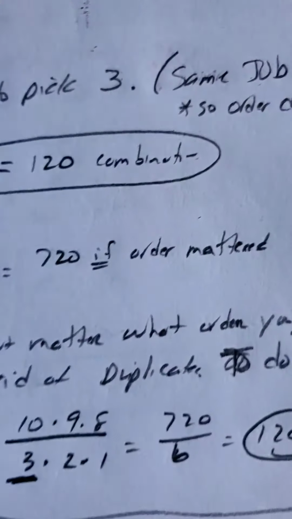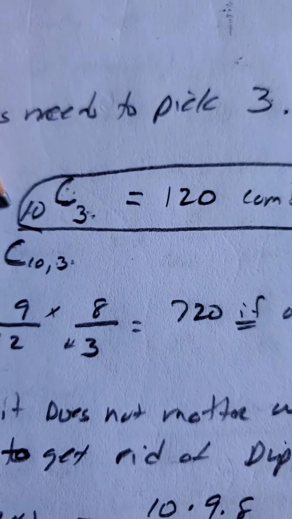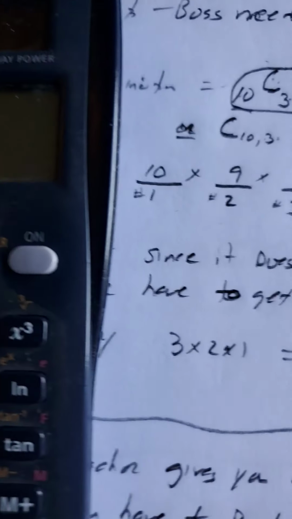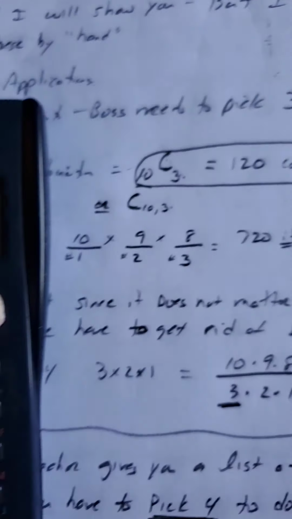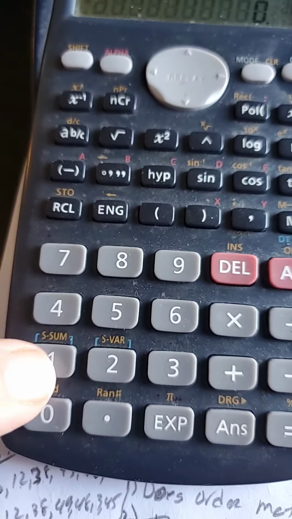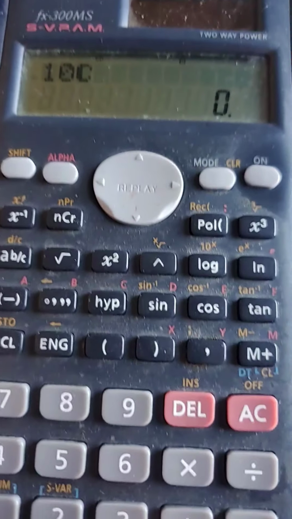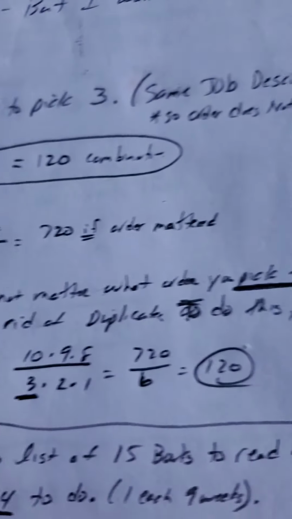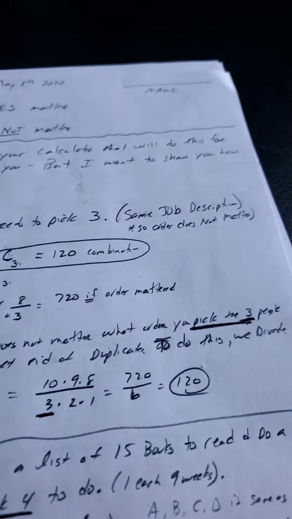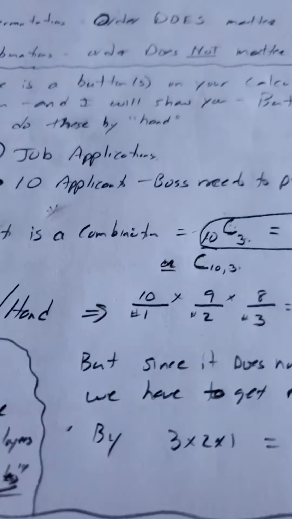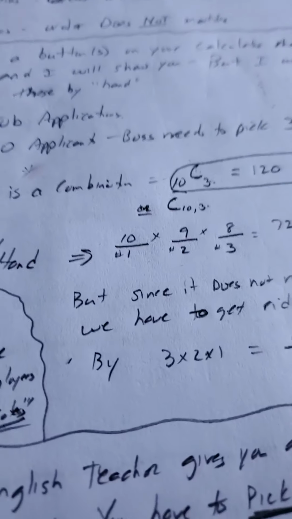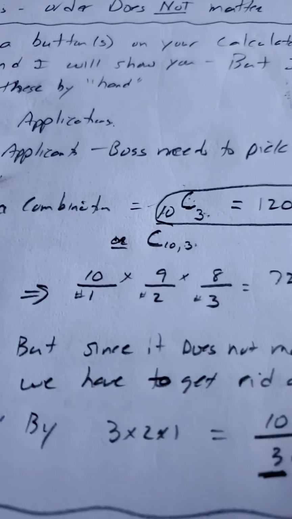Okay, so I want to do 10 total combinations, pick 3. The way you do it on mine, you push the 10 in first. Then you push the C button, and then we want 3 of them. So there's your 10C3. Push equals, and it's 120. Okay, so that's how you use your calculator to do combinations, but I want you to be able to do it logically as well, because if you're having a conversation with someone and you don't have your calculator around, I want to make sure you understand how to do it.